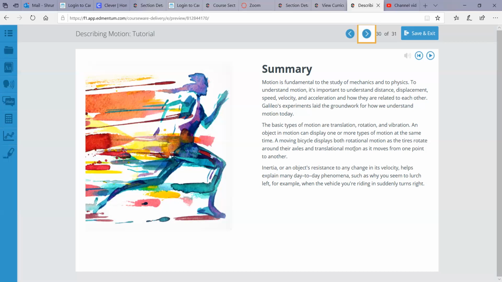Inertia is an object's resistance to any change in its velocity. And you can find this in various day-to-day phenomena, such as when you're riding in vehicles, riding a bus, pretty much anything where you're in something that's moving and you're not. You can experience the changes in direction and speed and how your body doesn't initially want to do it.